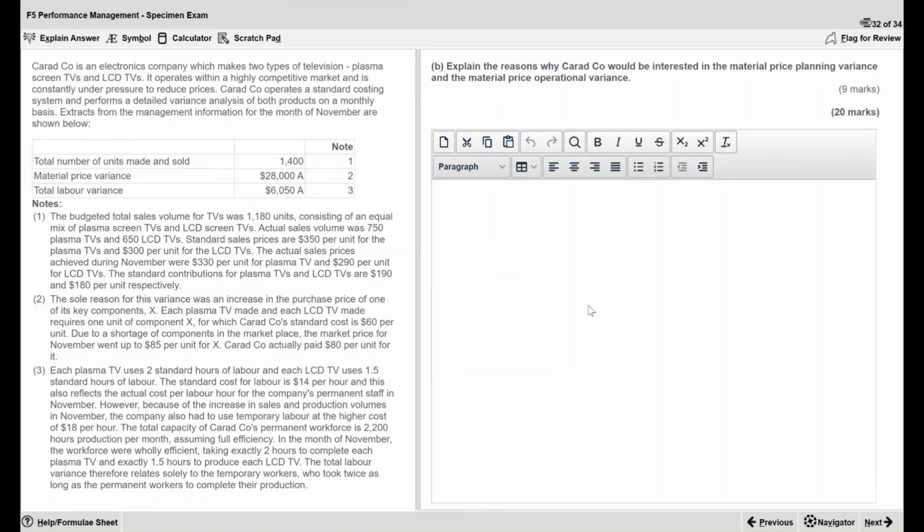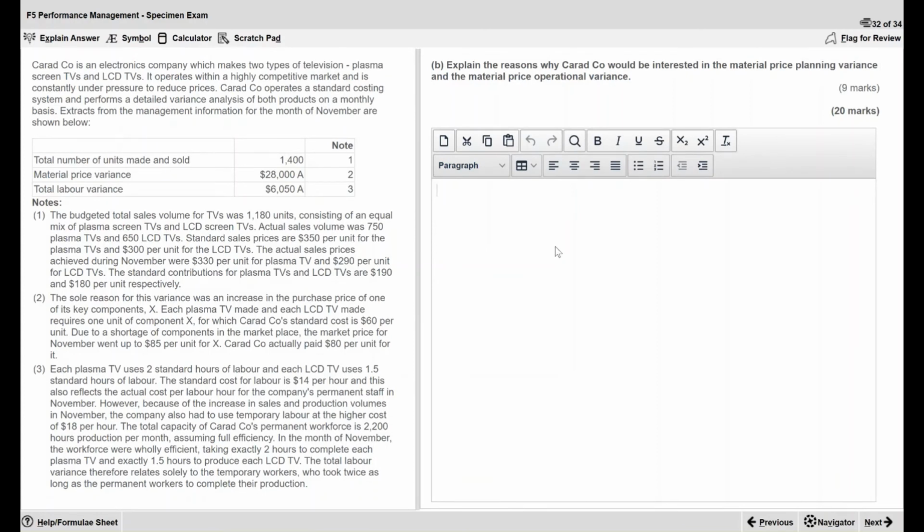So they're asking why the company would be interested in material price planning variance and material price operational variance. The good thing is to divide these marks into parts. Like we have 9 marks, so I would divide it into 4 and 4 marks, and then 1 mark maybe for giving a general explanation. So we have material price and planning variance.